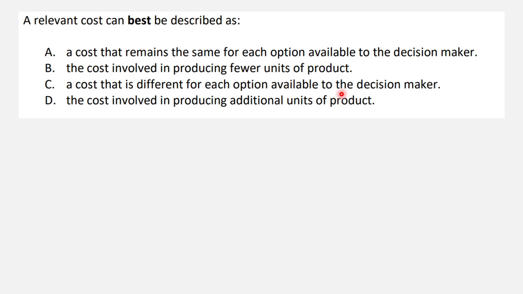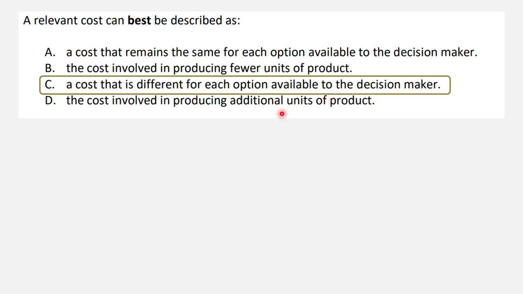The correct answer is letter C. For cost to be relevant, number one, it should be incurred in the future. Number two, it should differ for each option available to the decision maker. So the description highlighted in letter C pertains to the second requisite. No? Anong ba ang meaning ng relevant cost? A relevant cost is a cost that is, number one, to be incurred in the future, and number two, differ among each alternative. So letter C is the correct answer.